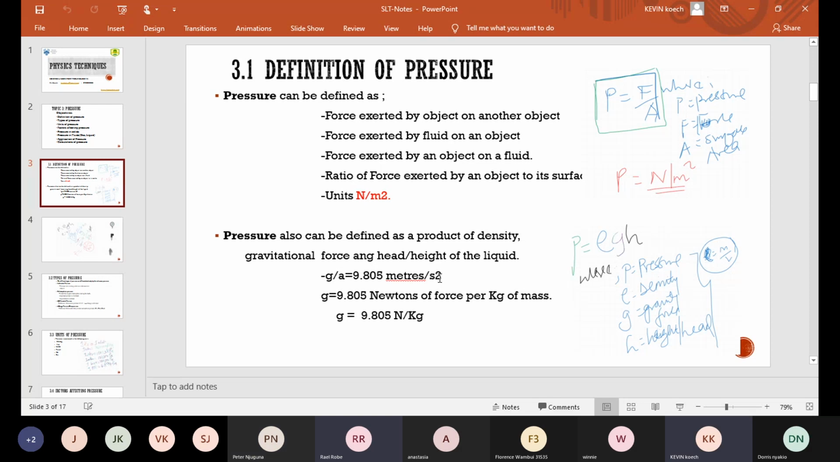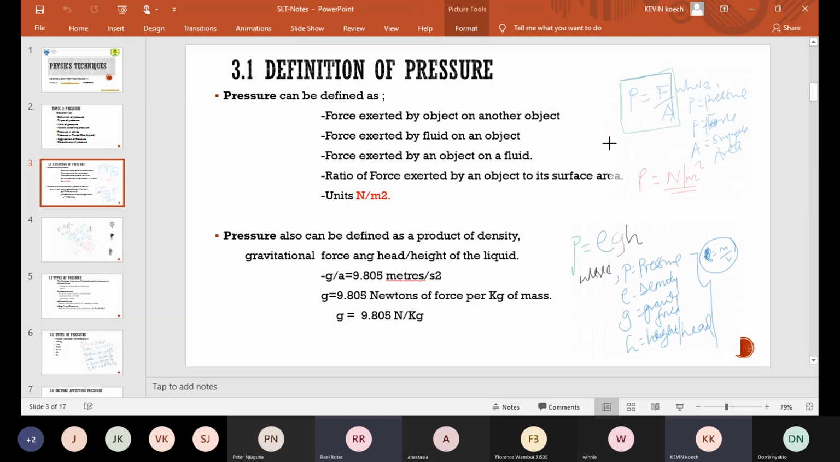So we were on number 3, which is force exerted by an object on a fluid. Number 4, someone may define it as a ratio, because if force is divided by area, it means F is to A, F colon A. So it can be a ratio of force exerted by an object to, remember, you say a ratio of something to something, a ratio of force exerted by an object to its surface area.